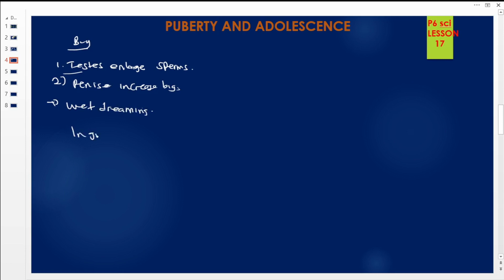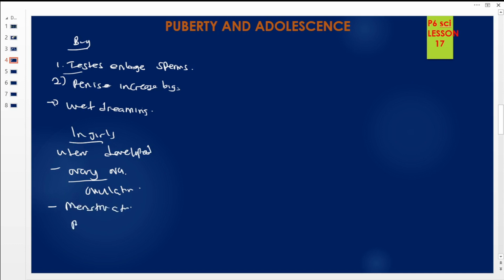Now in girls, the uterus or the womb develops. When it develops, then the ovaries start to produce the ova. When the ovaries start to produce the ova, then the process of ovulation is going to start. Then they are going to experience what we call the menstruation periods.